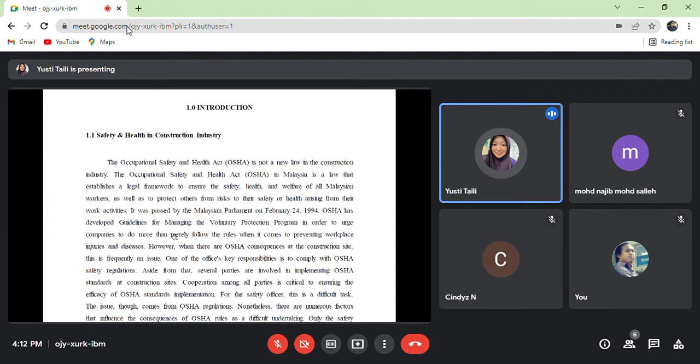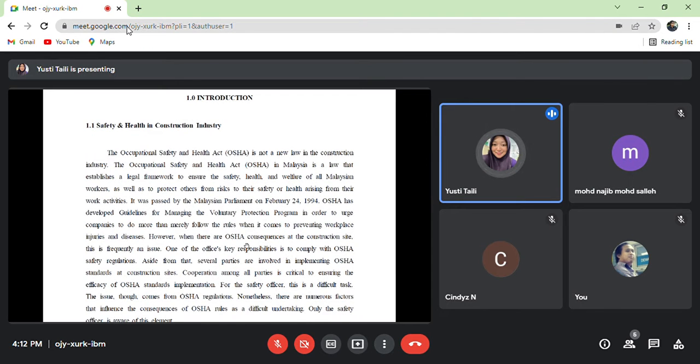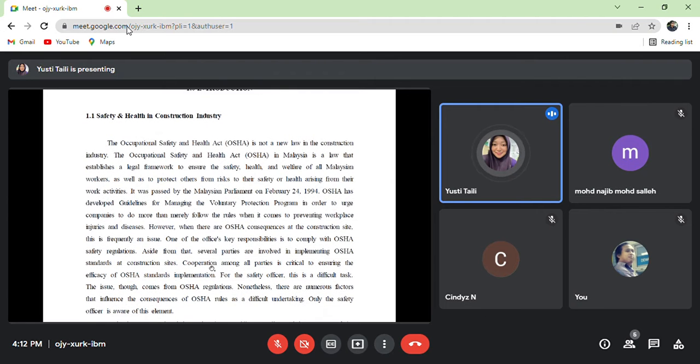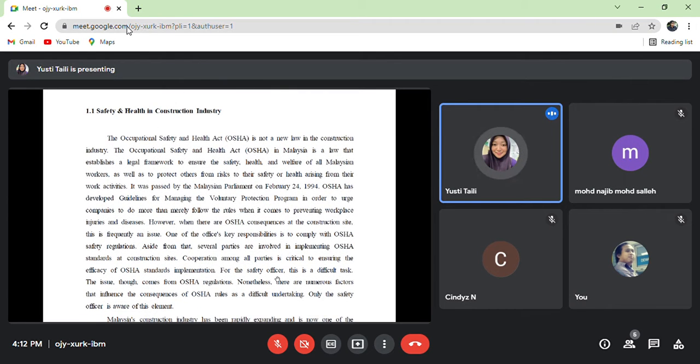OSHA has developed guidelines for managing the voluntary protection program in order to urge companies to do more than merely follow the rules when it comes to preventing workplace injuries and disease. However, the OSHA consequence at the construction site is frequently an issue. One of the office's key responsibilities is to comply with OSHA safety regulation. Aside from that, several parties are involved in implementing OSHA standards at construction sites. Cooperation among parties is critical to ensuring the efficiency of OSHA implementation.